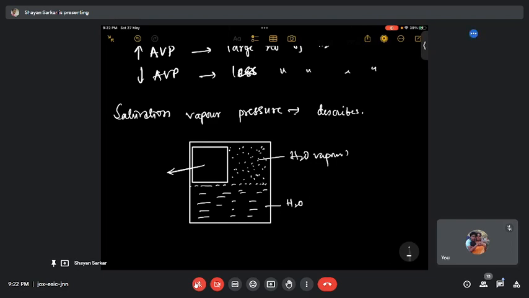So in other words we can say, look what I am saying: I said how much water vapor is required, which means how much vapor pressure is required, yes or no? How much vapor pressure is required to make the air saturated at a specific temperature. Okay. Is it clear or not?